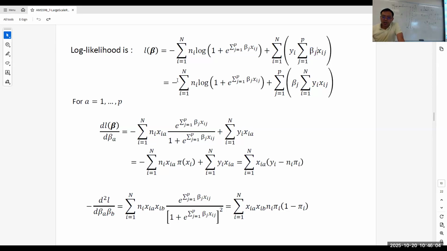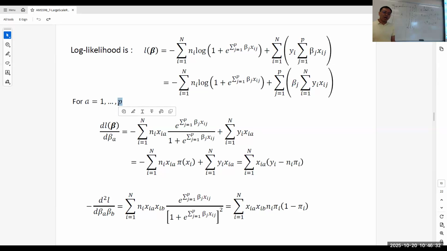So this is the function we want to work with, right? We want to maximize it. To solve this, we need to take the derivative. Remember, the goal is to maximize the log likelihood with respect to beta. So to solve it, we have p betas.